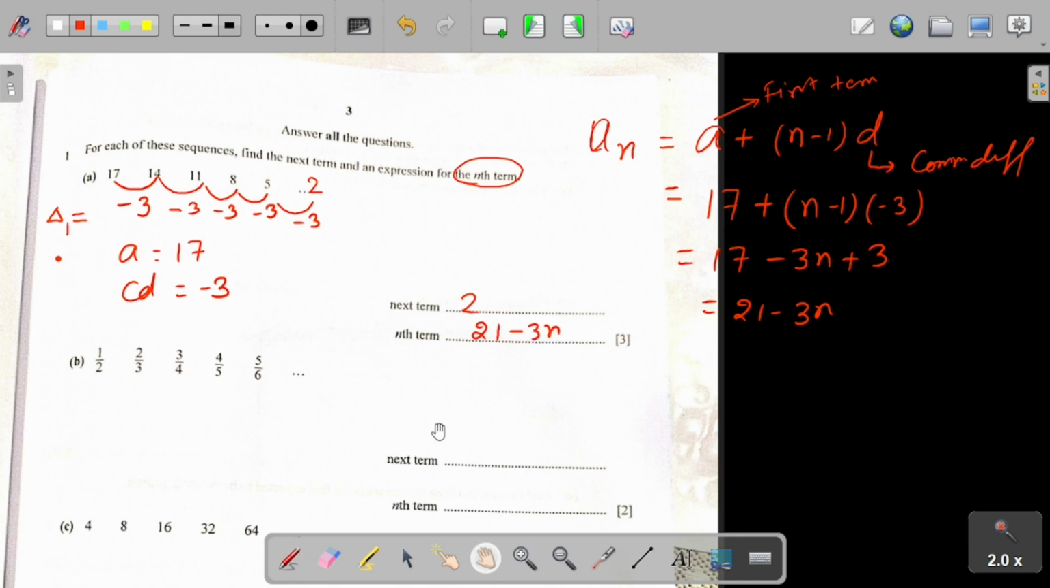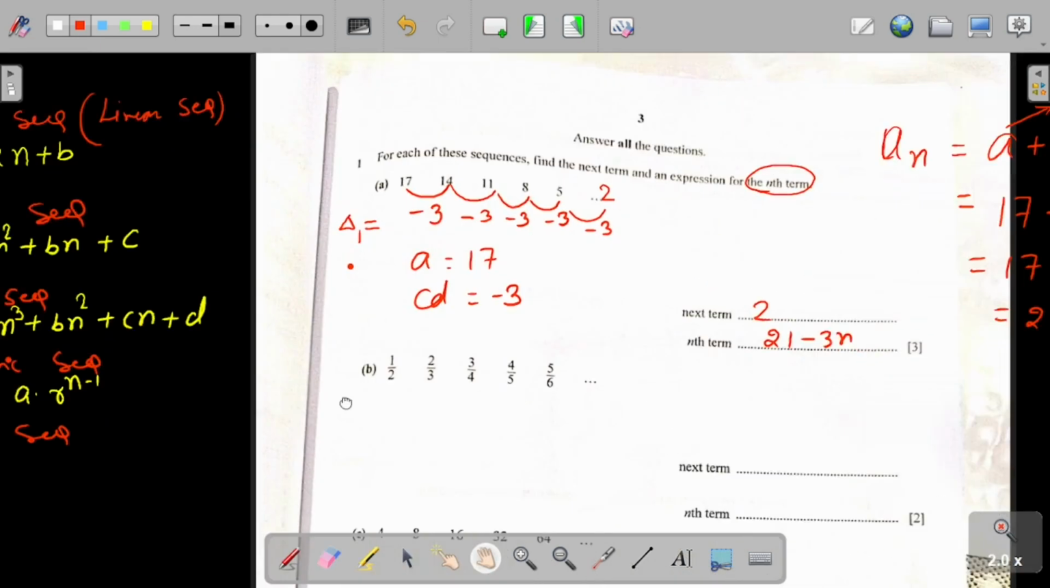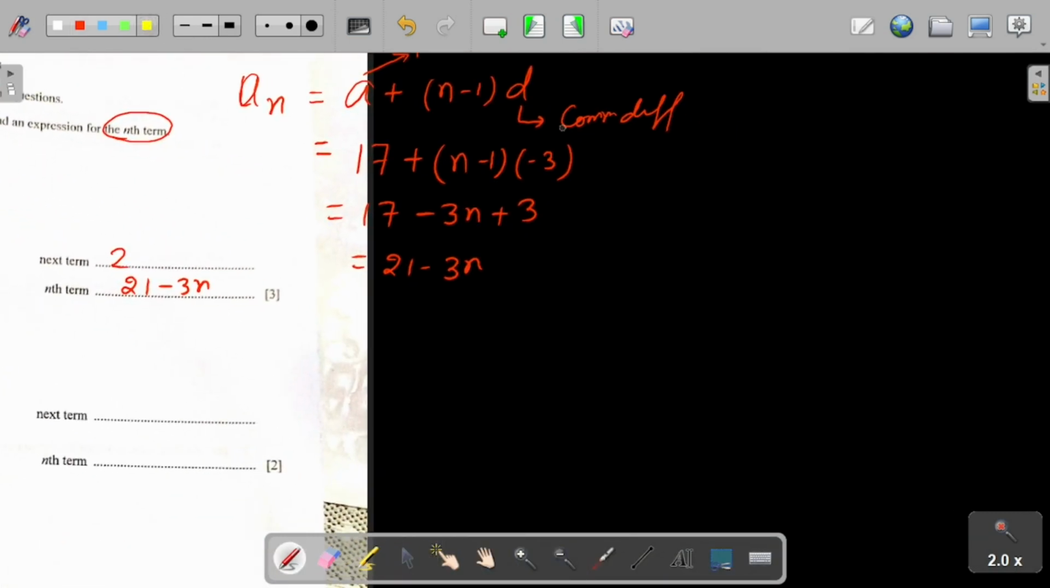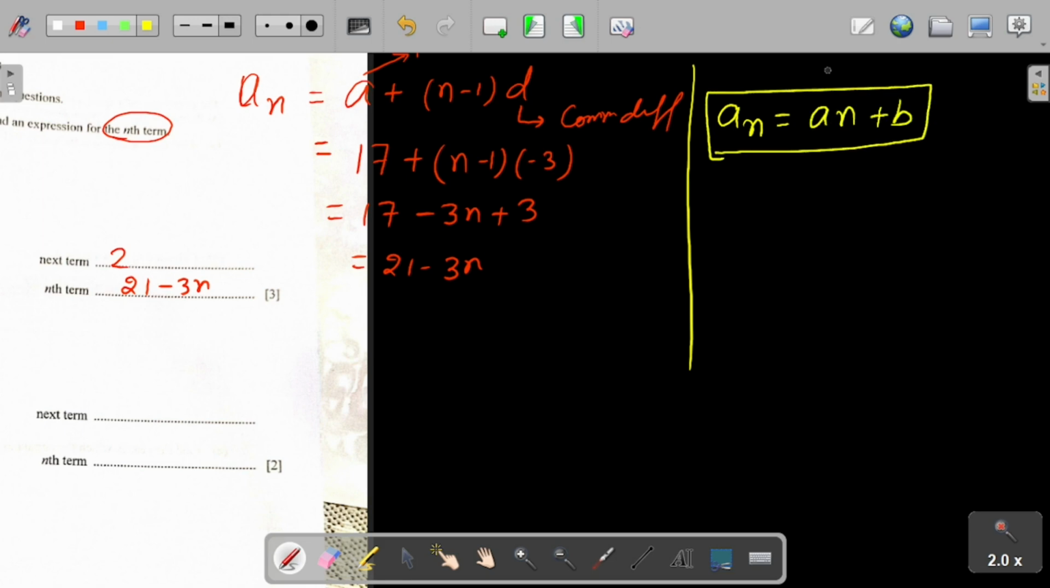If we want to see another way, the general nth term of a linear sequence I should write as an plus b. Please see, in this approach, this a is not your first term. This is simply a polynomial expression like ax plus b. This is not your first term.